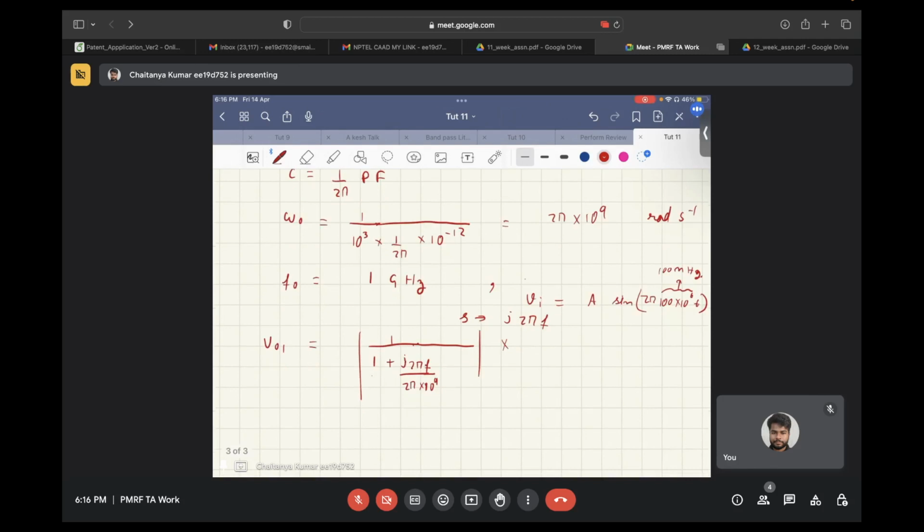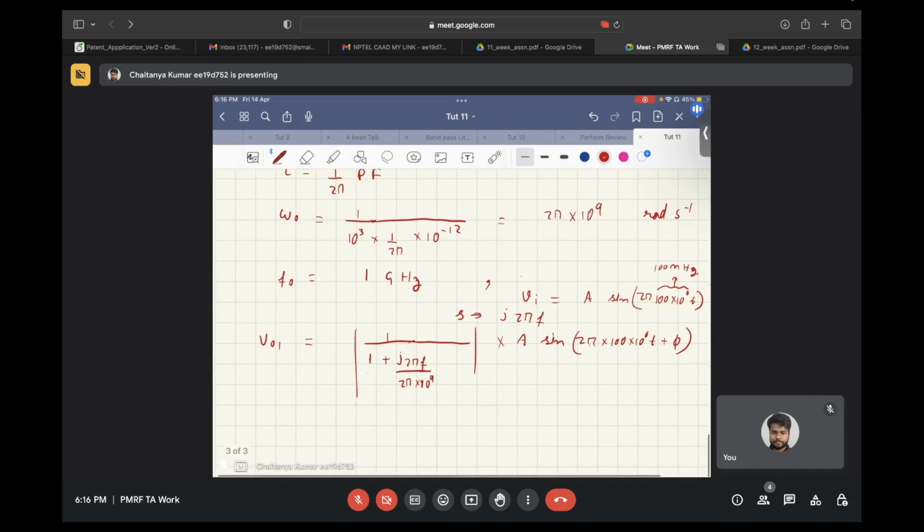Okay, 2 pi f into A sine 2 pi into 100 into 10 to the power 6 t plus some phi. So the magnitude of this will get multiplied by A, and whatever phase it gives will come as the phase of sine omega t. Is this correct? Do you understand this? Yes, sir.